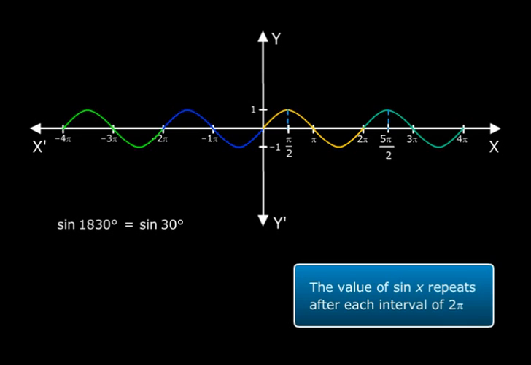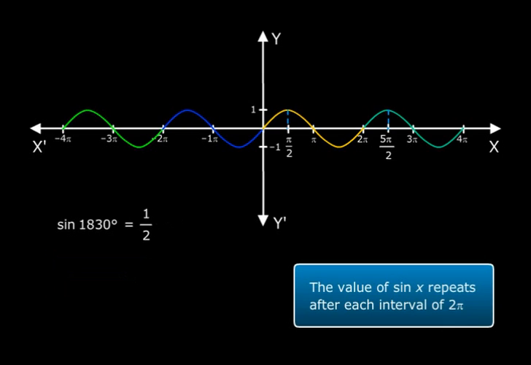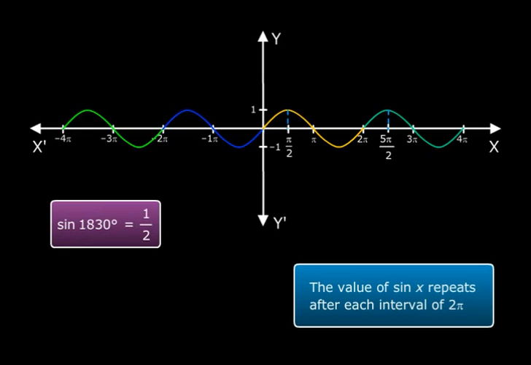And sine 30, we know its value. That's 1 by 2. So the value of sine of 1830 degrees is 1 by 2. And this is how you use this property.